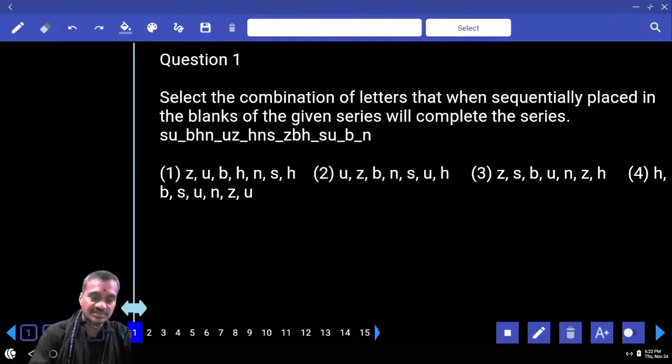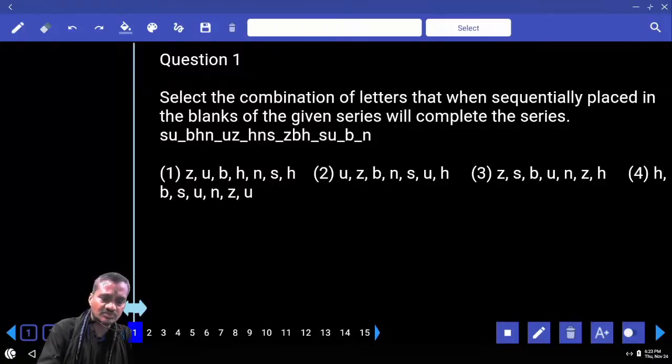Then, how many elements are there? 1, 2, 3, 4, 5, 6, 8, 10, 10 plus 3, 13, 14, 15, 16, 17, 18, 19, 20, 21, 22. How many are there? 22. Then in this 22, SUZ and BHN.